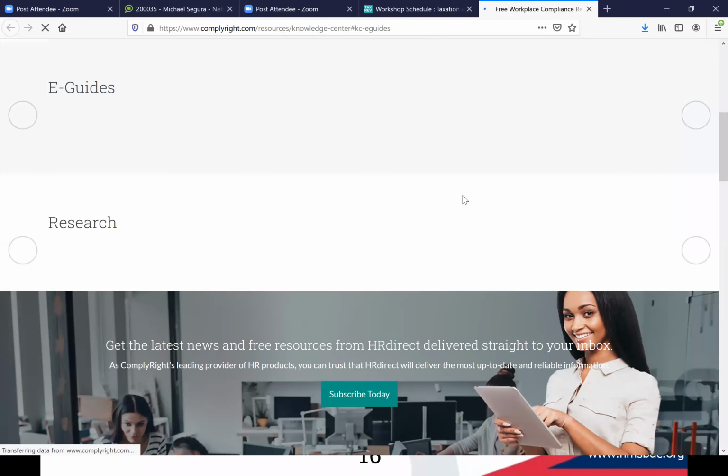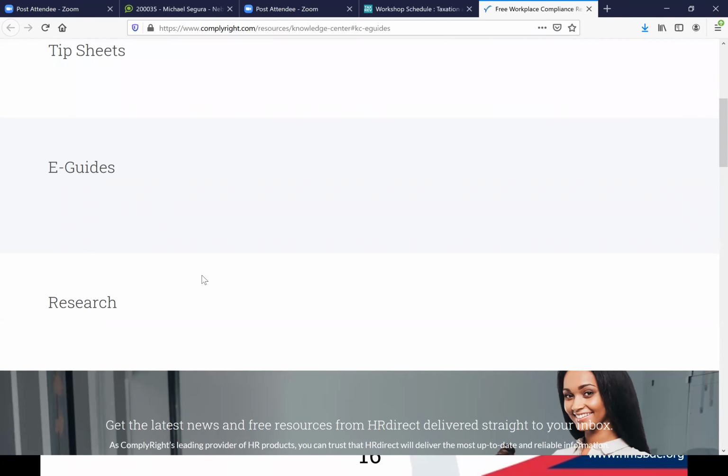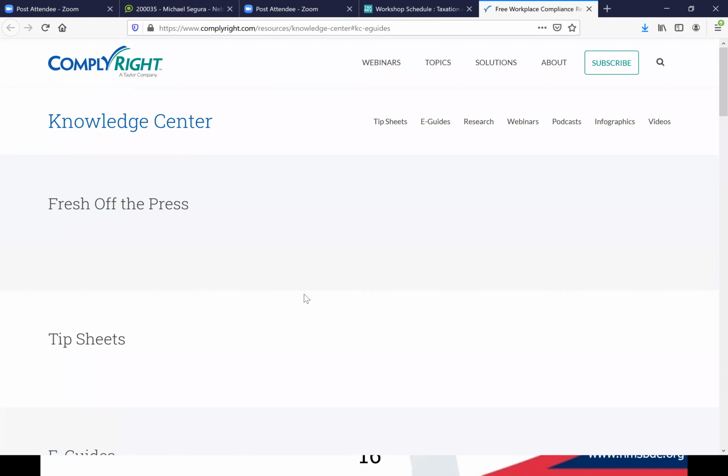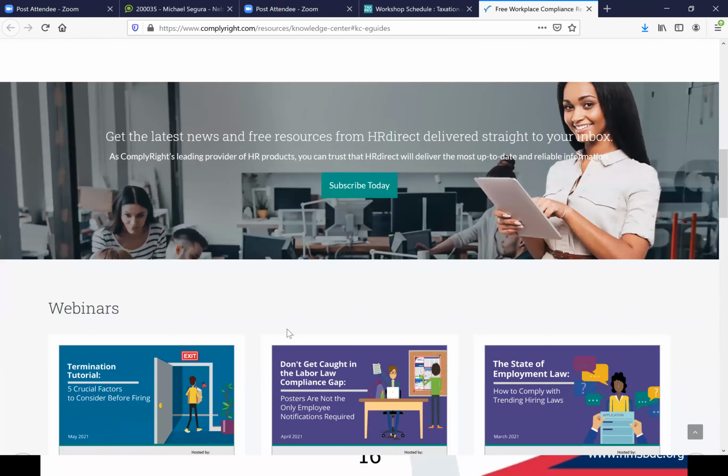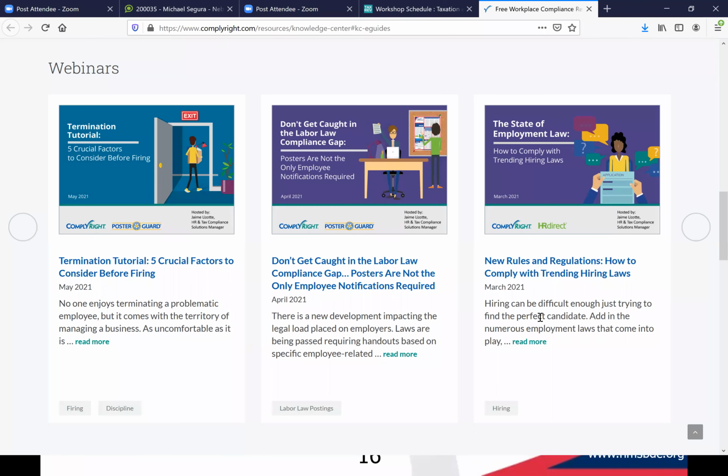So Comply Right is a sponsor of the America Small Business Development Conference, and they offer lots of free guides, online learning tools, and tip sheets for small businesses. They are a business themselves, and they like to provide online human resource solutions, but you don't have to take advantage of it. You don't have to be a customer of theirs to look at their tip sheets, their e-guides, their research, their webinars, or listen to their podcasts. So take advantage of their free material because they really put it up online specifically for SBDC clients.